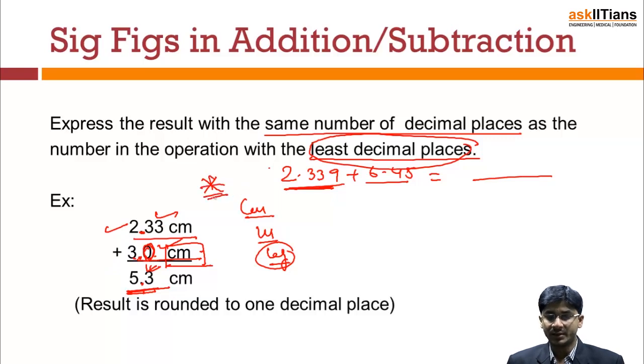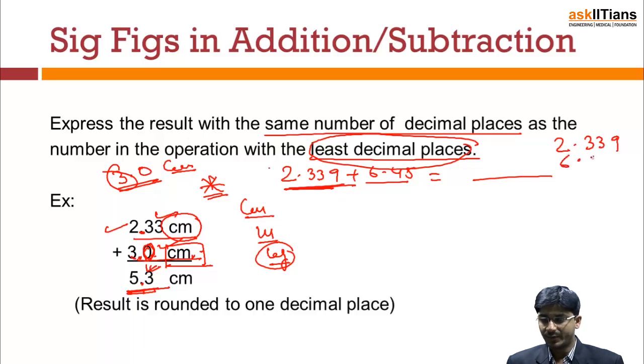This is a star mark thing: if something has been measured and the value is given to you, suppose someone simply says 3.0, the number of significant digits is only 1, but if they say 3.0 centimeter, they have done the measurement, so you have to take the significant figures into account. Okay, so suppose you have 2.339 plus 6.45. How will we add it? We write it like this, decimal here, 645, we add: 9, 8, 7, 8. Now the number of significant figures is less in this, that is 2 only, so this will become 8.79.